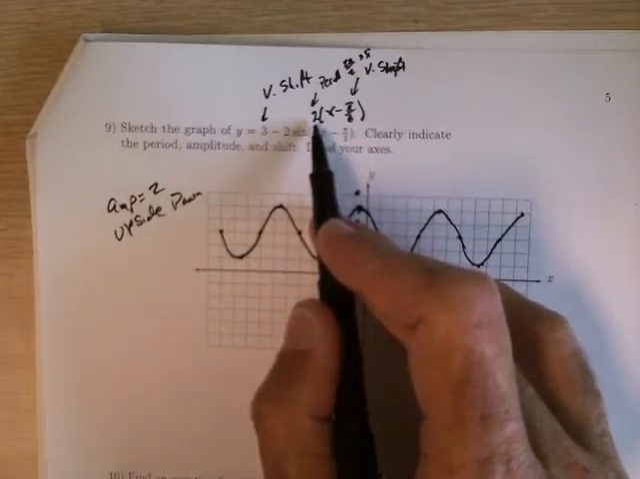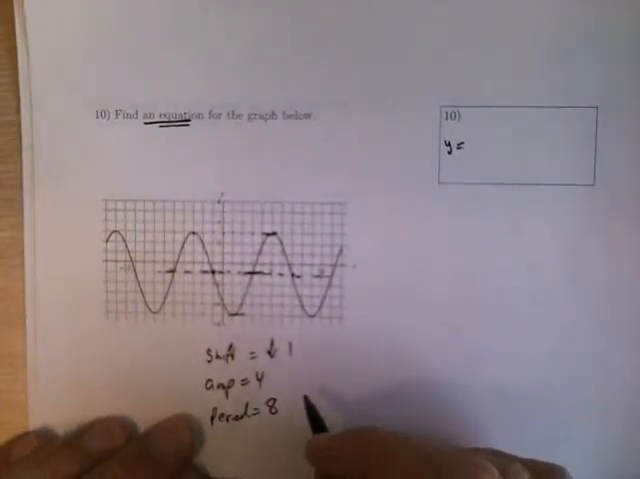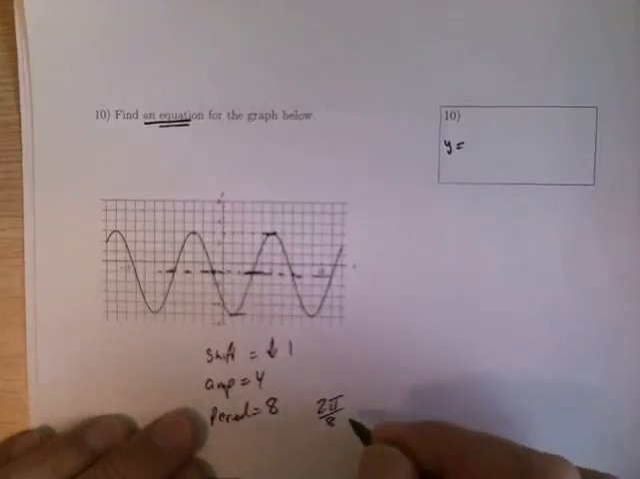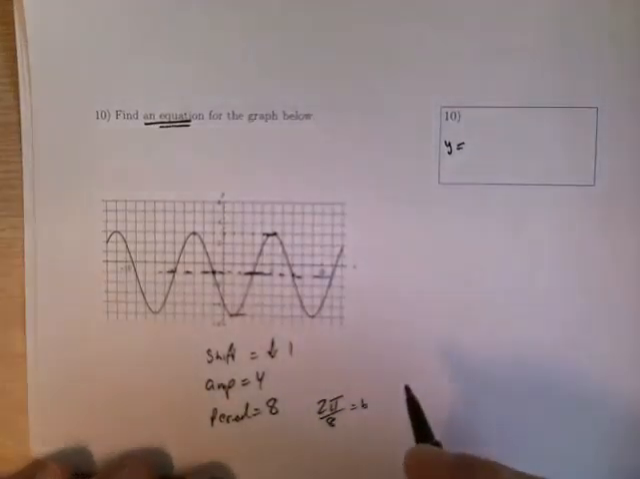Now remember up here, this 2 wasn't the period. The period was 2 pi divided by this thing. So the number that I'm going to use there is going to be 2 pi divided by 8 is the b that gets used in there.